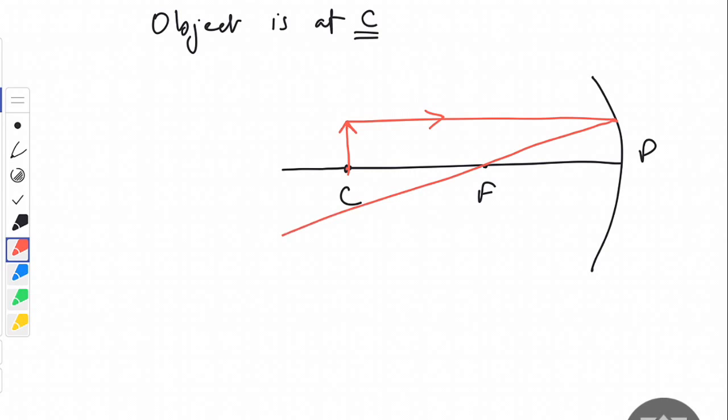Another one we can draw. Now there are two options. One is we can draw through focus, or we can do one through the pole. One through focus is going to be a little easier to draw, so we'll draw one through focus. One through pole also will be correct, nothing wrong with it. Let me just draw again. And this will get reflected. It will go parallel to the principal axis.